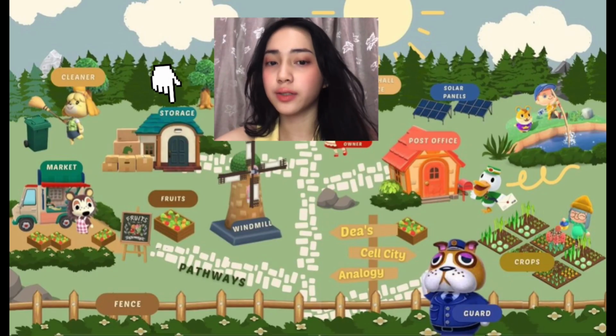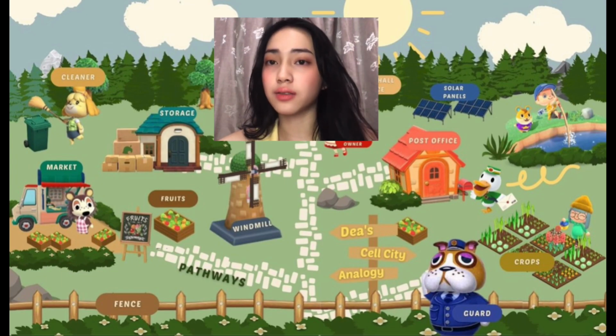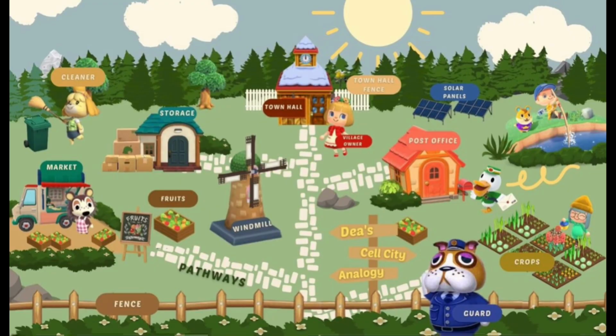Behind the market is where you'll see the warehouse. This is where the market stores all the rotten crops to isolate them and to avoid selling crops that might be harmful or a threat to the village. Just like the vacuole, the main function is to store substances, and it's typically either waste or harmful substances or useful substances that the cell will need later on.